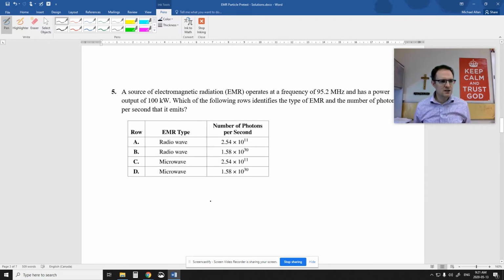A source of electromagnetic radiation operates at a very specific frequency. Okay, that might be useful. And has a power output of 100 kilowatts. Okay. Which of the following rows identifies the type of EMR and the number of photons per second that is emitted? Now, if you know anything about radios in a car, megahertz, that is the frequency of FM radio. So that is a radio. So it's got to be one of these two because it is a radio wave.